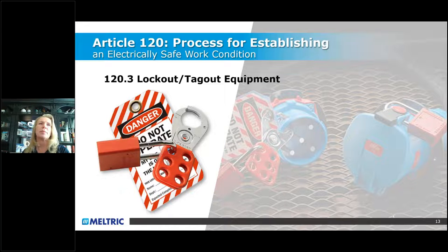The types of locks and tags. So these tags can't be like any other tag. It has to be clearly identifiable as a lockout tagout tag for hazardous energy. They can be similar to other forms of hazardous energy like hydraulic energy or any other type of stored energy that would be a hazard in the workplace. But lockout tagout tags need to be clearly identified so that everybody knows what it is and why it's there. And the locks can either be a keyed or combination type lock.